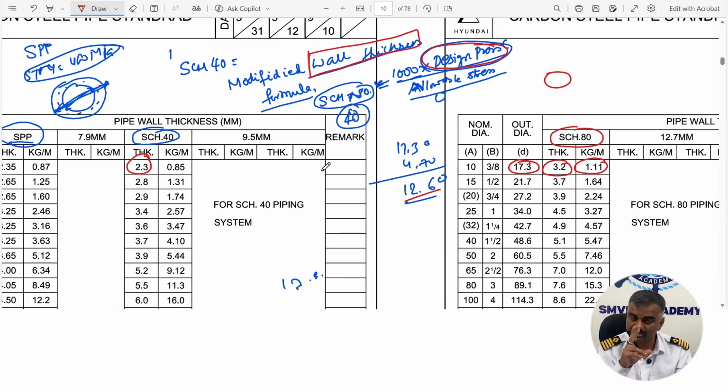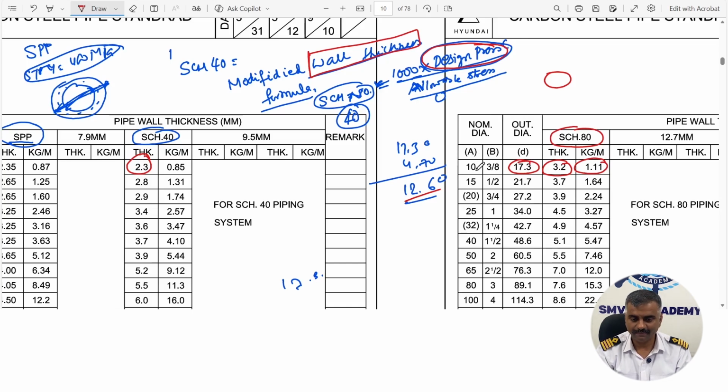So inner diameter is always variable in the pipe industry. What is constant is the nominal diameter and the outer diameter. According to the schedule and the pipe material, the thickness will vary, the inner diameter will vary and the weight will vary. So we have to see what kind of schedule or pipe type it is, SPP or schedule 40 or schedule 80. These three things we have to see when ordering the pipe: nominal diameter, outer diameter, and the schedule. From that we can order the pipe.